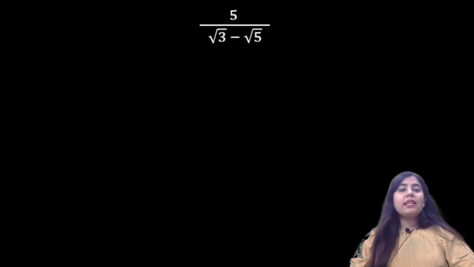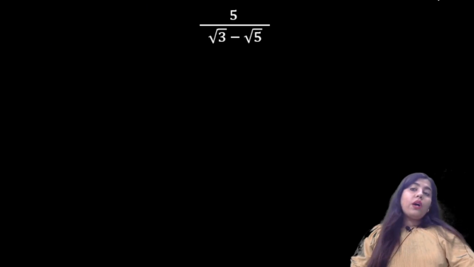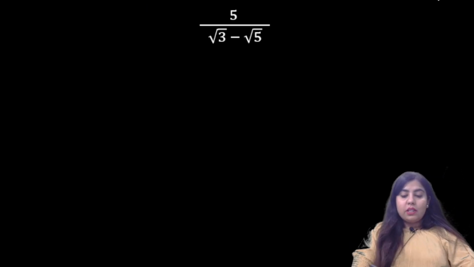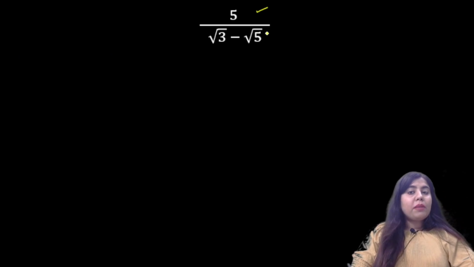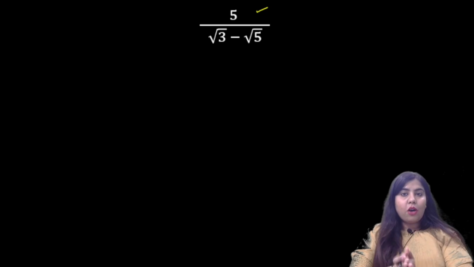Now see the next question. Here is an example given to you. We are given 5 by root 3 minus root 5, and we have to do its rationalization. Now in these types of questions, how can we do the rationalization? It is very simple. See, the numerator is rational itself and the denominator is irrational. Root 3 is irrational, root 5 is also irrational, and root 3 minus root 5 is also an irrational number. We have to convert it into a rational denominator now.